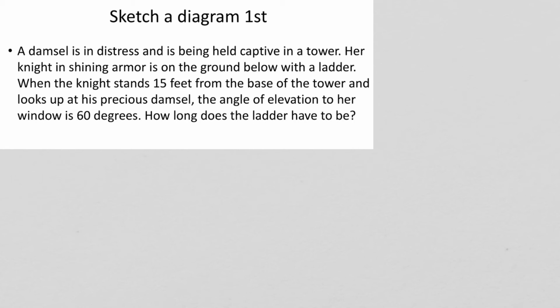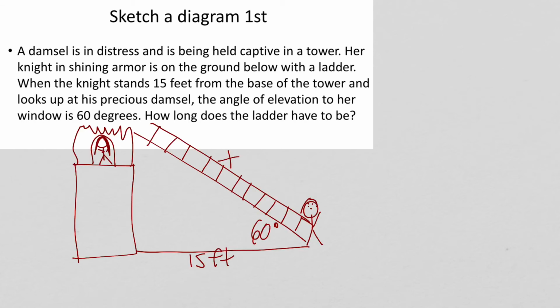So pause the video, see if you can make a sketch of this, what this right triangle looks like with the 15 on it, the 60 degrees, and where the x goes. Alright, so here's what the right triangle should look like. You have your damsel in distress in the tower. We have the ladder leaning up to the tower. We want to know the length of this ladder. 15 feet from the base is the knight, and he has an angle of elevation, so that's from the horizontal going up, of 60 degrees.